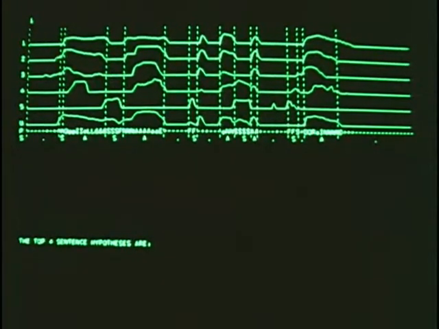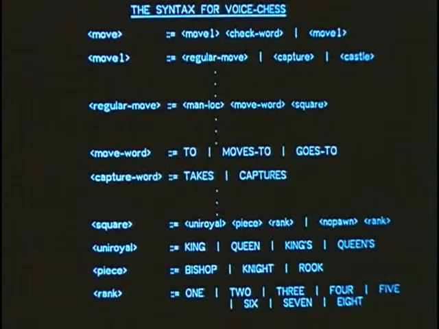Let us see exactly what sources of knowledge are available to the system at this point. The Hearsay system cannot at present recognize sentences in unrestricted English, and can analyze only simple phrase structure languages. The grammar for the chess task shown here permits 5 million possible utterances.